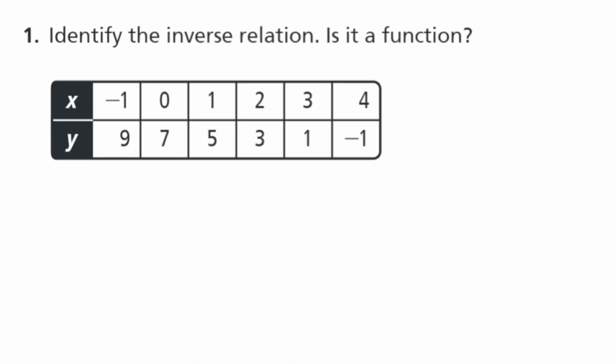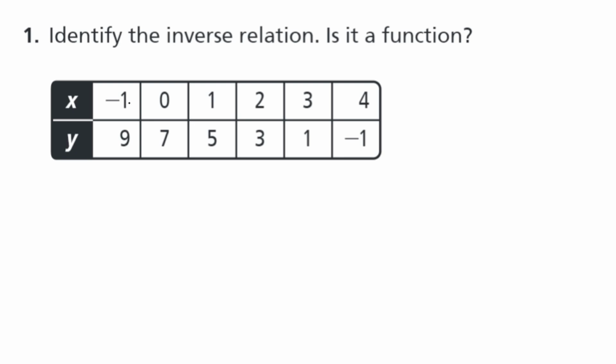All right, as we take a look at this, we're going to do a couple of things. One, it tells us to identify the inverse relationship, and then it asks us, is it a function? Well, let's answer the question about this one. Remember, what justifies something being a function is if it does not have a repeat of the x values. So if we look at this function that we're given, our x values are negative 1, 0, 1, 2, 3, 4. So we see no repeats of our x values, so therefore this one is a function.